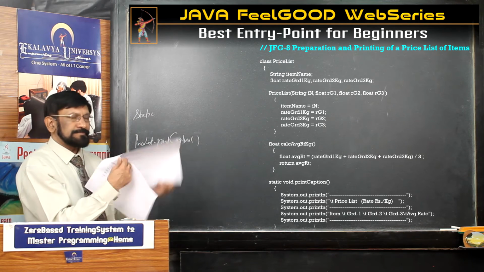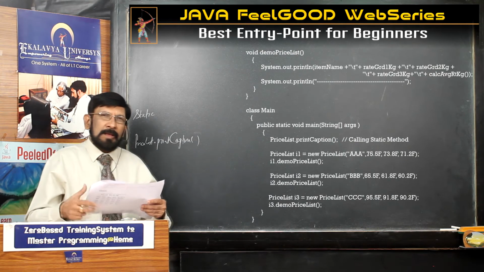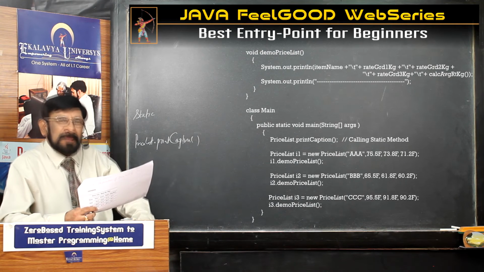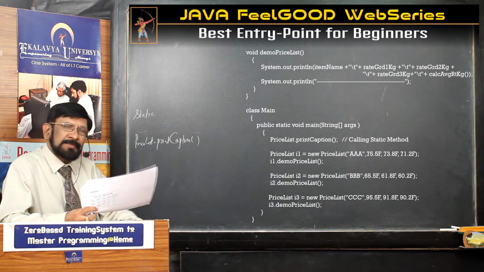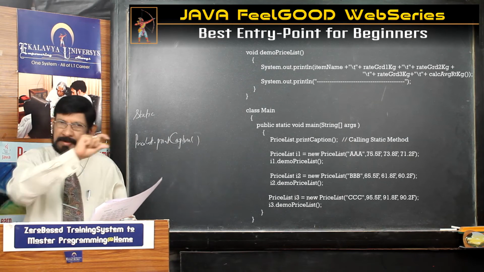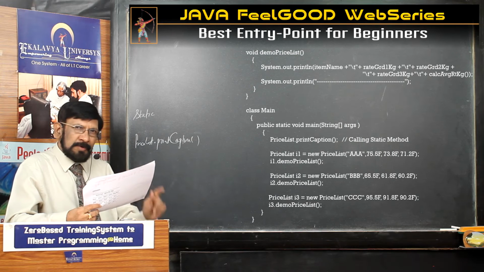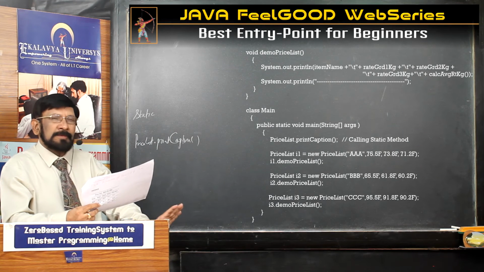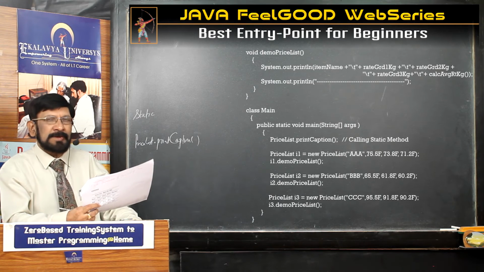Thereafter, now demo PriceList. This is the actual thing. Because of calling of this method, each line is printed: triple A, triple B, triple C, like that is printed. So it is for one object only, not for all objects. So we have defined the blueprint class completely.